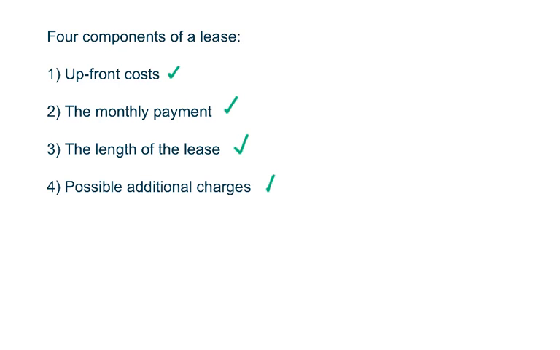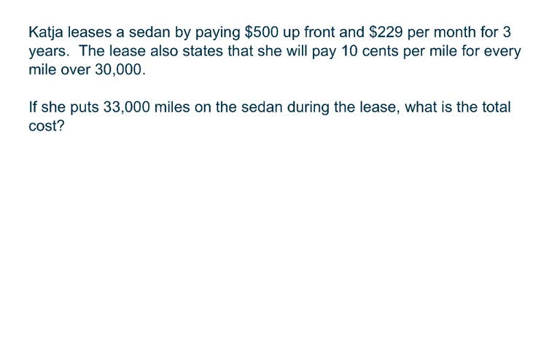Let's look at an example. Katya leases a sedan by paying $500 up front and $229 a month for 3 years. The lease also states that she will pay 10 cents per mile for every mile over 30,000. If she puts 33,000 miles on the sedan during the lease, what is the total cost?